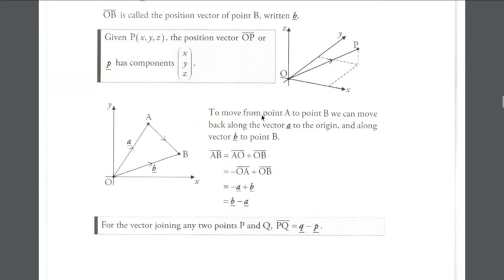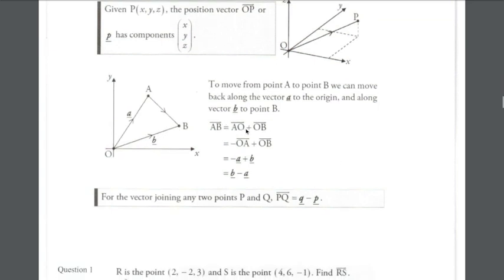So to move from point A to point B, we can go straight from A to B, but we might not know how to get there. But what we could definitely do is the negative of vector a, which would take us to the origin, and then add on vector b. So if I'm at point A, this is kind of going the long way around. I could do negative a to get to the origin, and then plus b. So that would be AO plus OB, or negative OA plus OB, which is negative a plus b, or we could write that as b minus a.